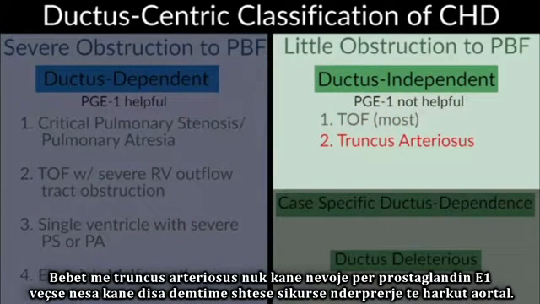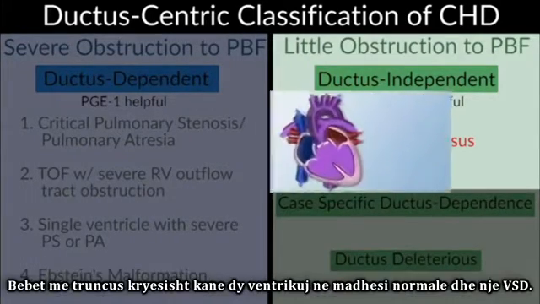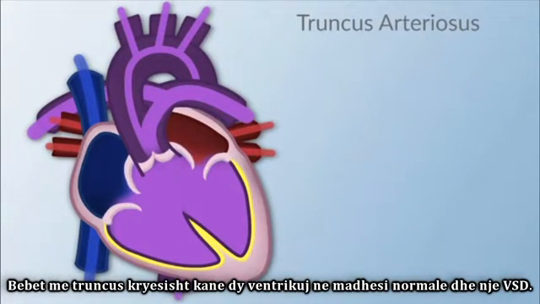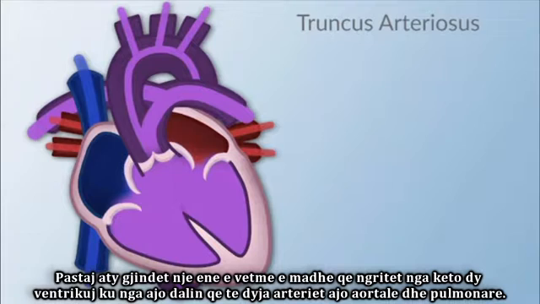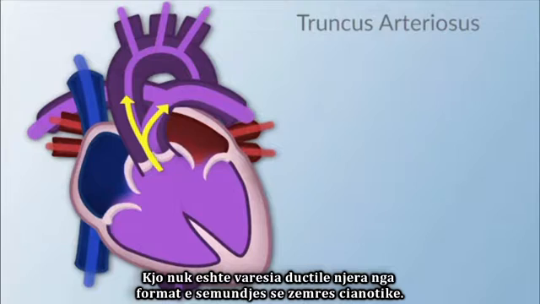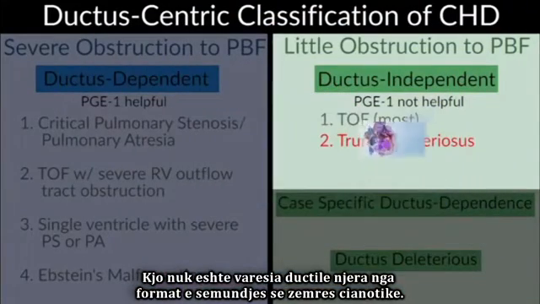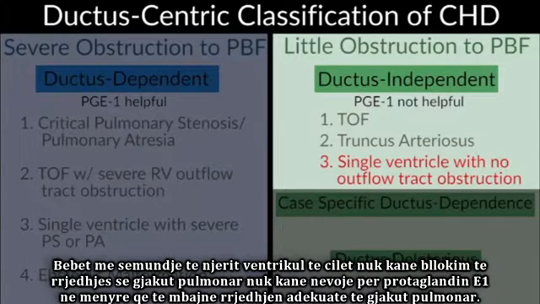Babies with truncus arteriosus do not require prostaglandin E1 unless there's some additional lesion, such as interruption of the aortic arch. Babies with truncus basically have two normal-sized ventricles and a VSD. And then there's a single large vessel that arises from these two ventricles that gives rise to both the aorta and pulmonary arteries. And this is not a ductal-dependent form of cyanotic heart disease. Babies with single ventricle lesions that have no obstruction to pulmonary blood flow do not require prostaglandin E1 in order to maintain adequate pulmonary blood flow.